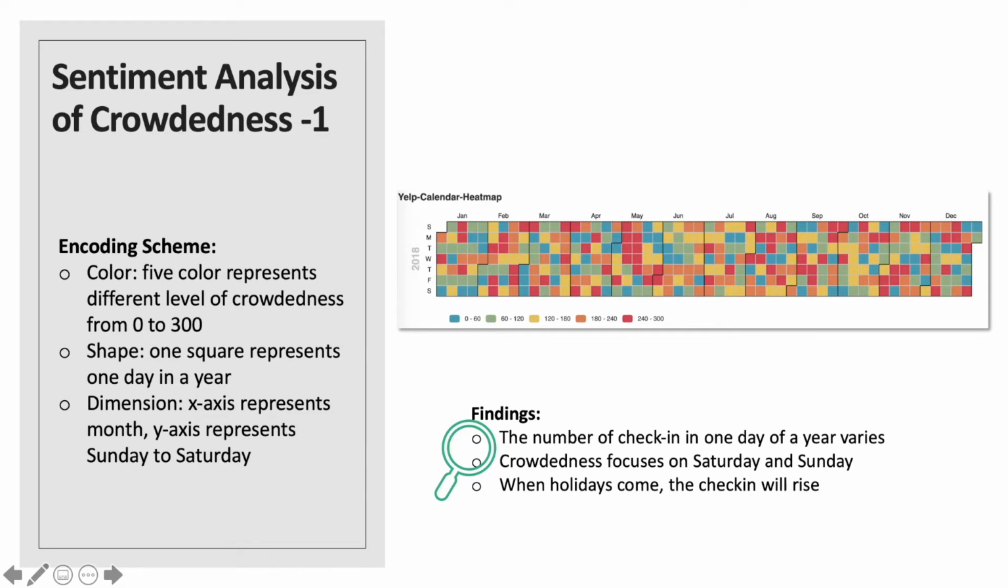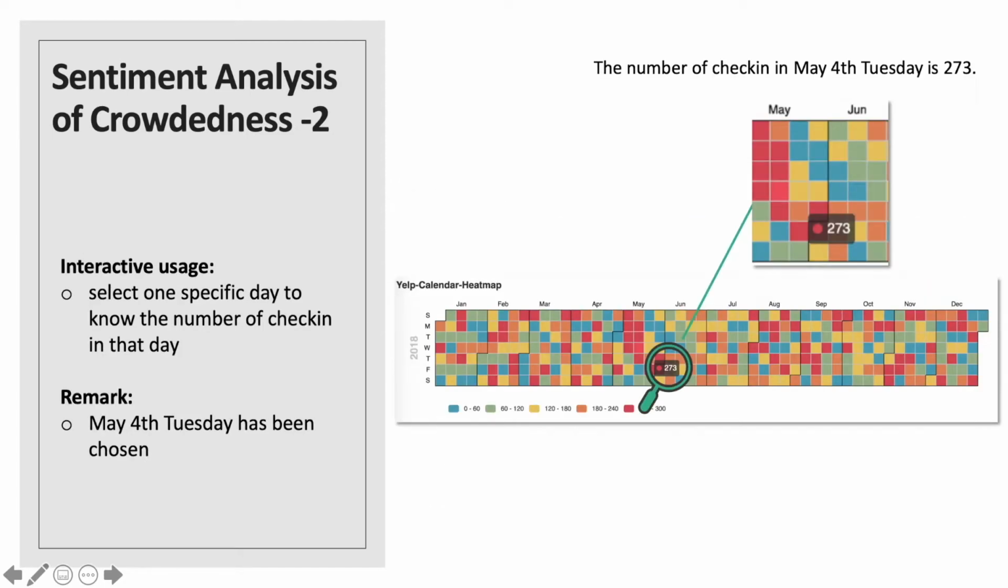And we find that the number of check-ins in 1 day of a year varies. Crowd list focuses on Saturday and Sunday. When holidays come, the check-ins will rise.